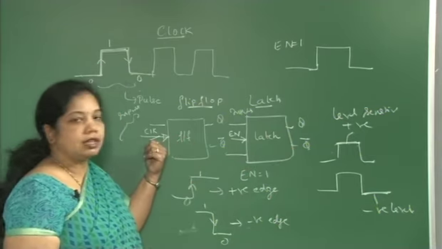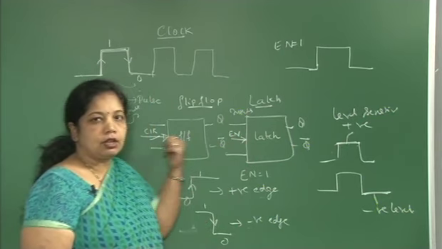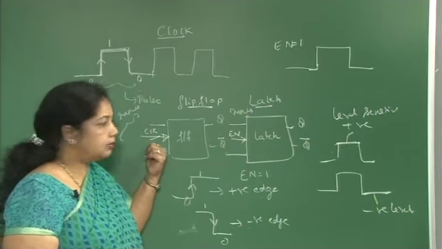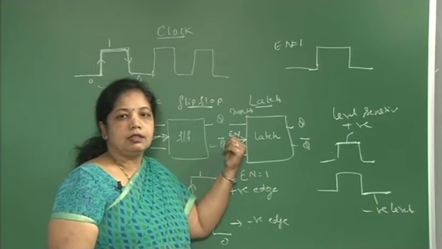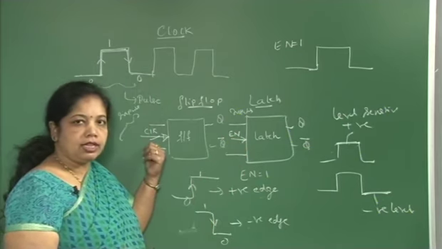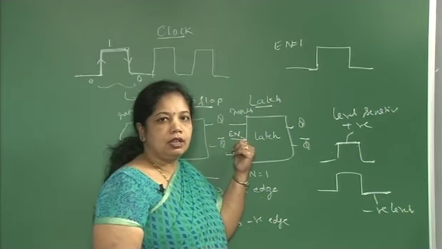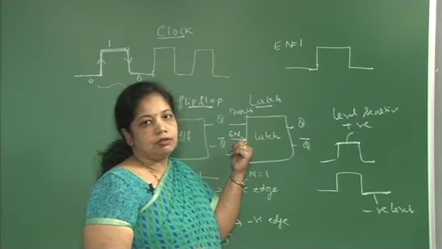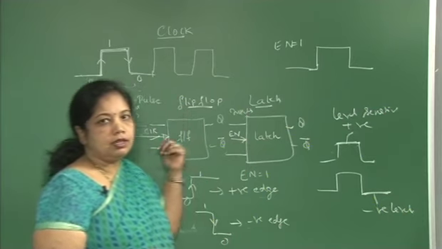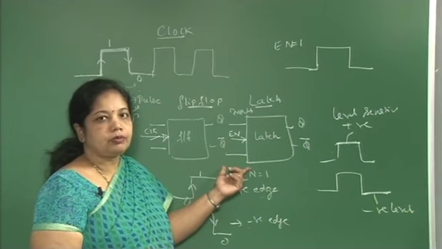Here we give a signal as clock, here we give a signal as enable. Clock is nothing but a train of pulses, enable is nothing but a signal. So, it can be positive edge triggering or negative edge triggering. It can be positive level sensitive or negative level sensitive. So, this is the second difference between a flip flop and a latch.